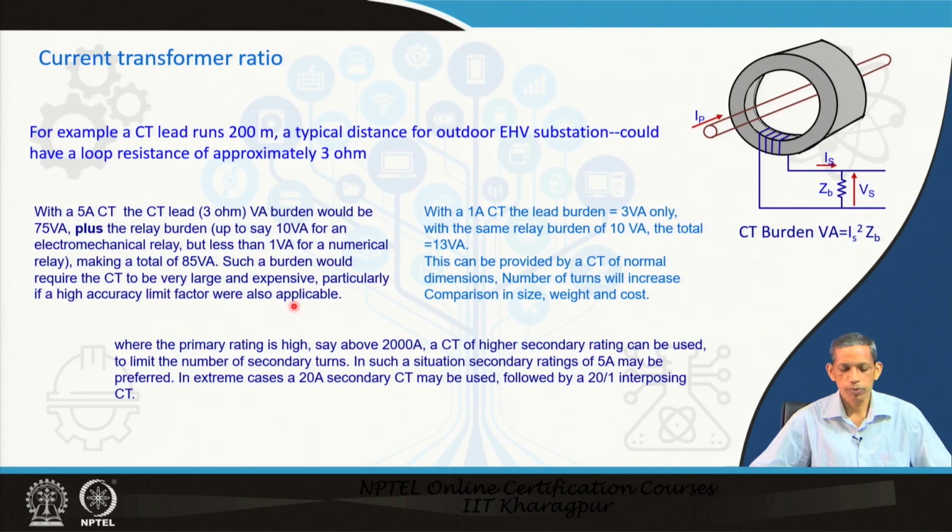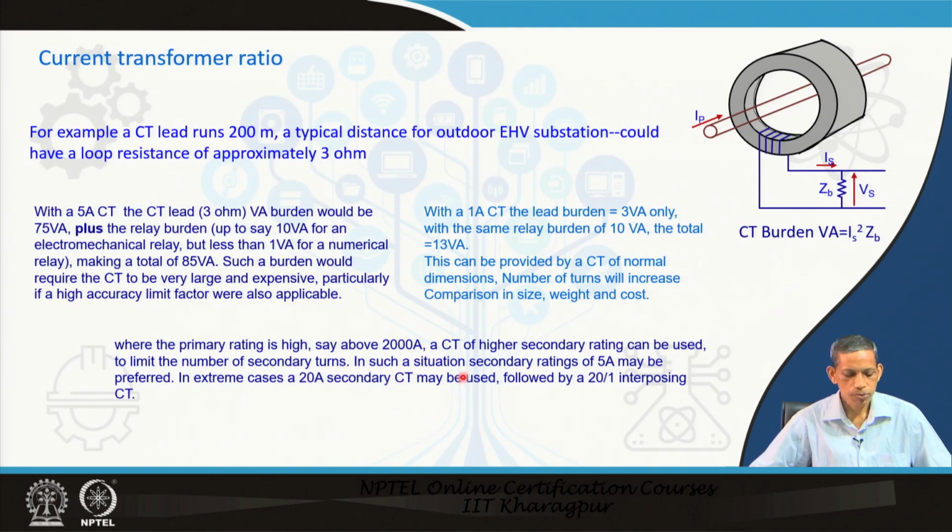So, we can have a meaningful comparison of size, weight and cost between these two, and then someone will prefer one, but those are again constraints in terms of the utility and what they have as common practice. So, this is a technical preference between 5 ampere versus 1 ampere. Now, in the case of a very high current rating in the high voltage system, such as 2000 ampere, the secondary current can be used to limit the number of secondary turns.